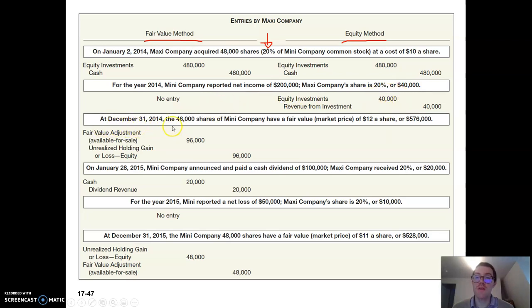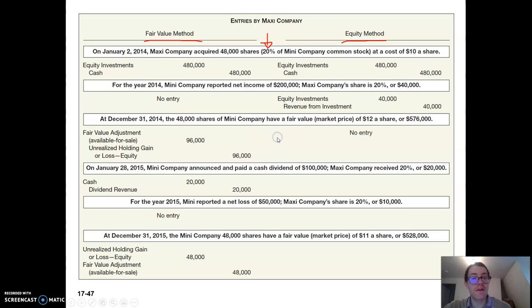Also at the end of the year, the 48,000 shares of Mini Company now have a market value of $12 a share, or $576,000 in total. Remember, we paid $480,000 and now they're worth $576,000. Under fair value method, we increase the fair value adjustment account by $96,000, the difference between the $576,000 they're worth now and the $480,000 you paid. And we would have an unrealized holding gain or loss, equity. So you have this unrealized gain here.